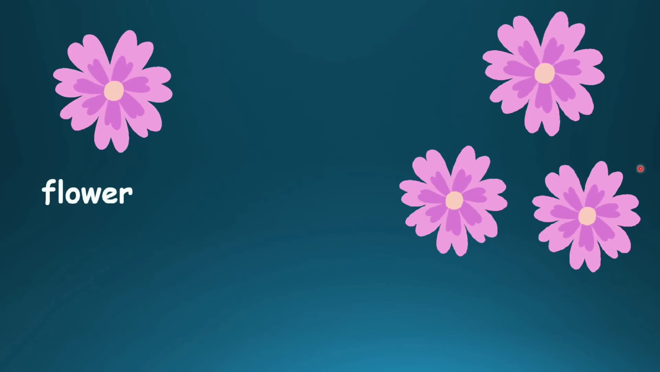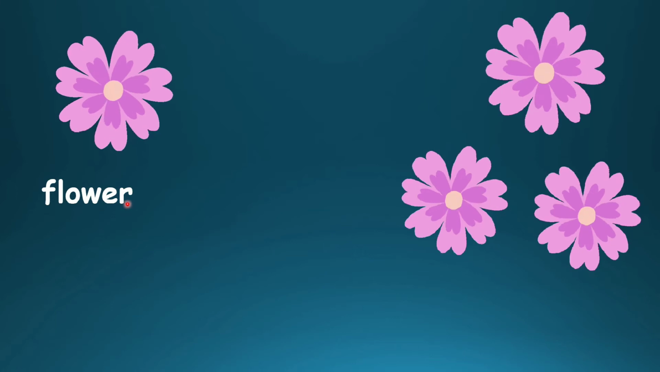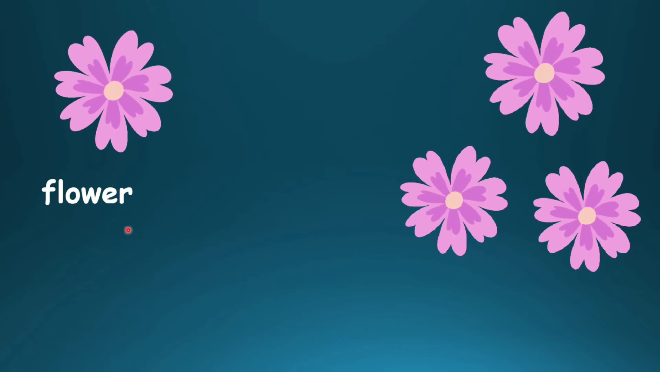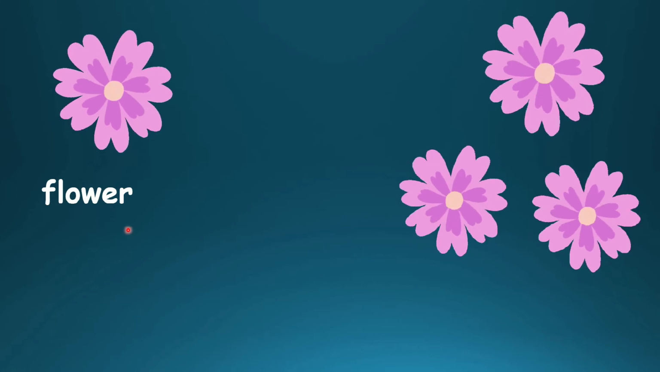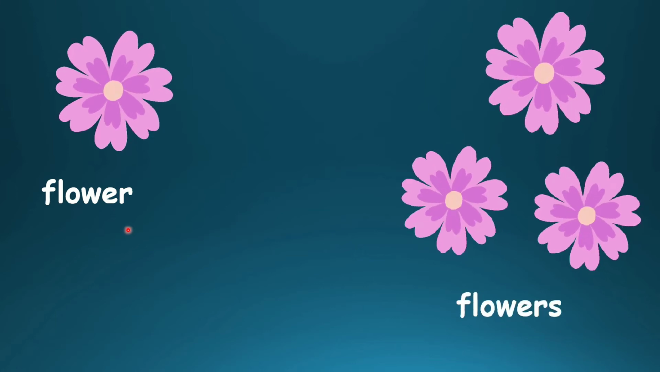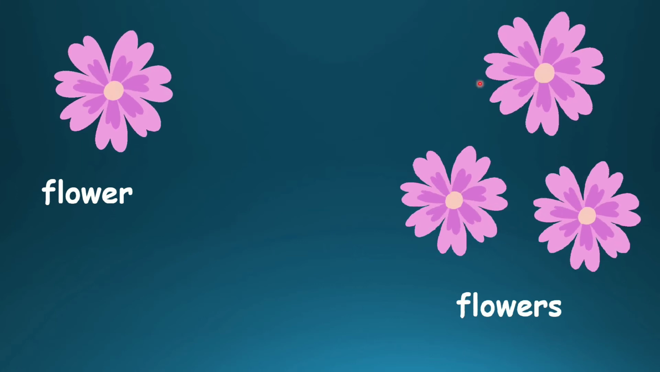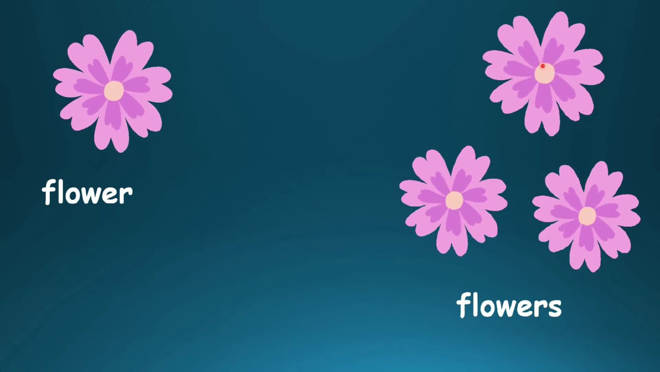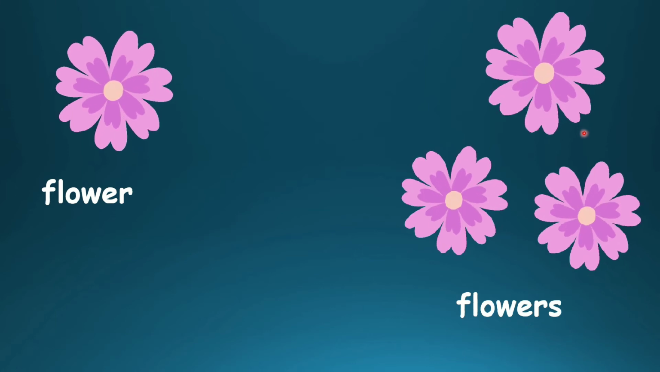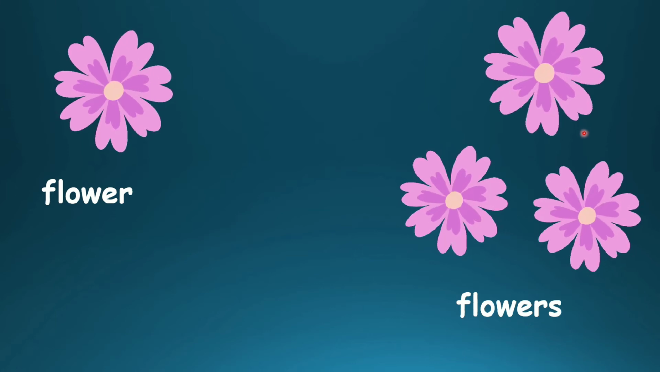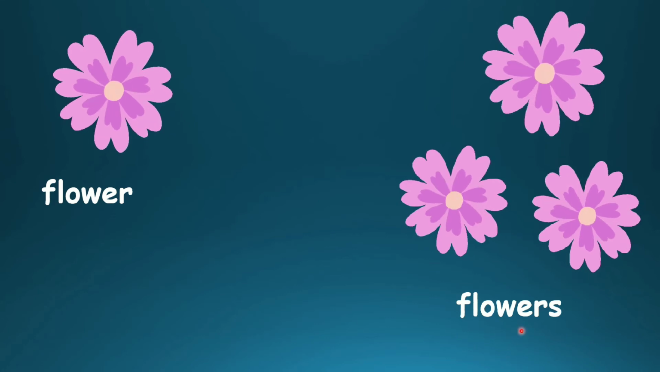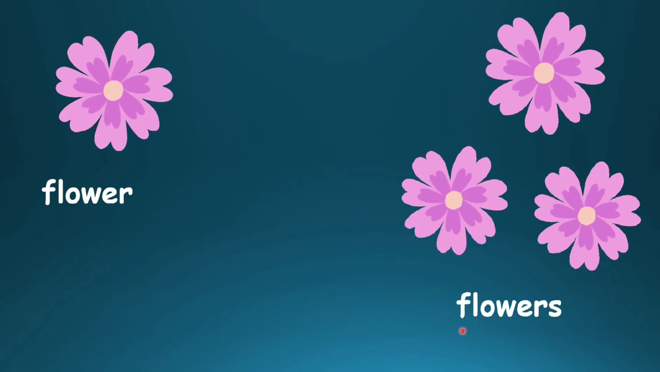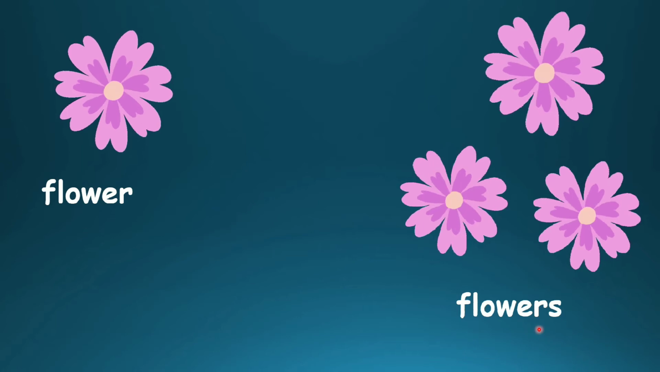So here we have flower. This is a flower and it is one. So we don't have s at the end. But then these are flowers, okay? They are more than one, so we look for the plural form of the word flower, and the plural form of the word flower is flowers. Let's look at our second example.